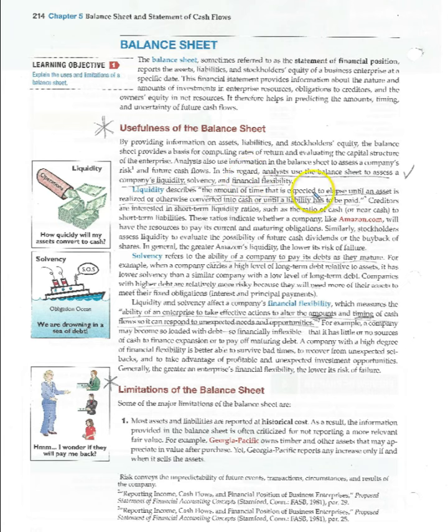So you can see I've highlighted some things out of your book on page 214 of your textbook. Analysts would use the balance sheet to assess liquidity, solvency, and financial flexibility. So the balance sheet's very helpful. And then, the book's going to talk about all three of those. Liquidity is more of a short-term thing. It's the amount of time until an asset is realized.